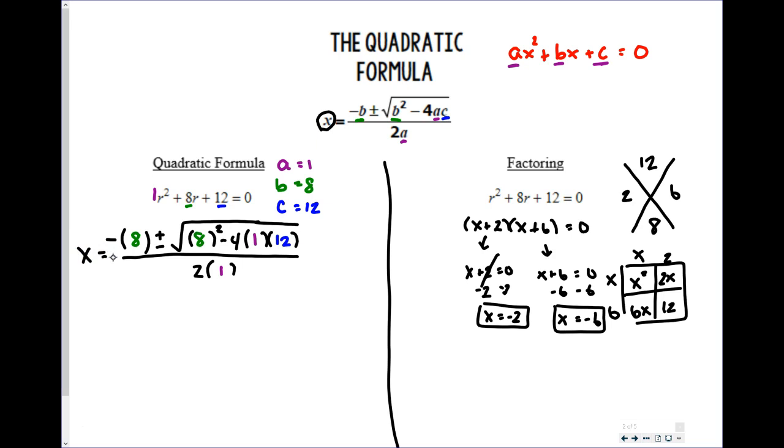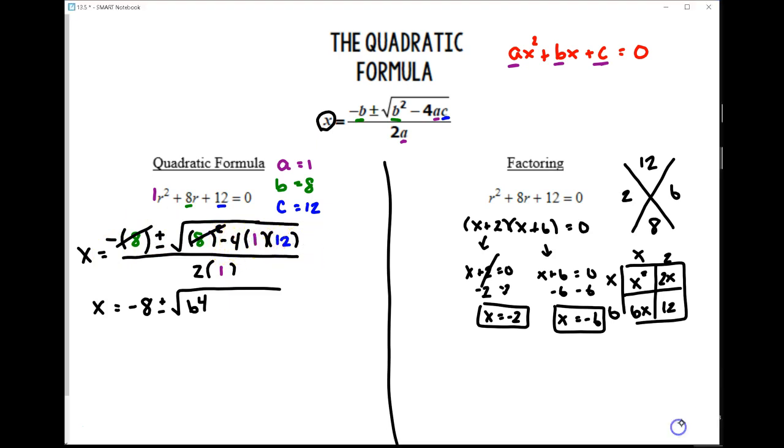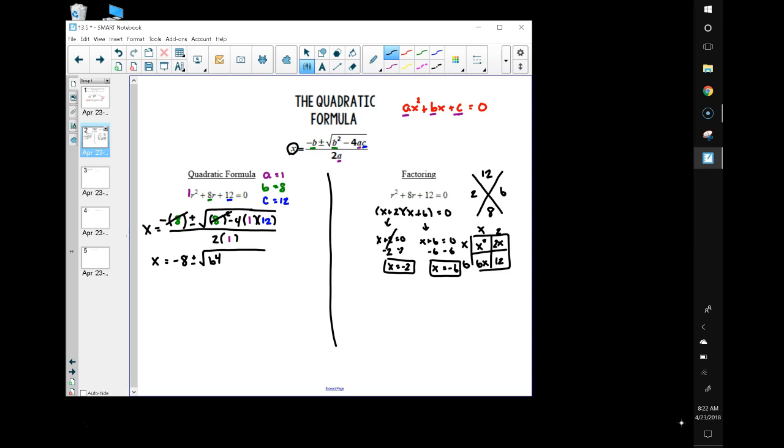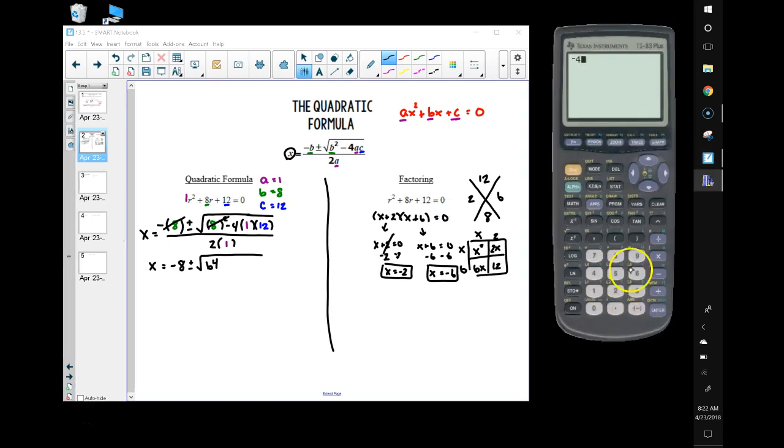Okay, now we're going to simplify. I'm going to get rid of the set of parentheses. That just becomes -8. The parentheses go away. I'm going to leave my square root symbol. 8 squared is 64. So I'm going to turn that 8 squared into 64. So I've taken care of these 2 things. Now I'm going to multiply -4 times 1 times 12, because that 4 is negative. Okay. So -4 times 1 times 12 gives me -48.